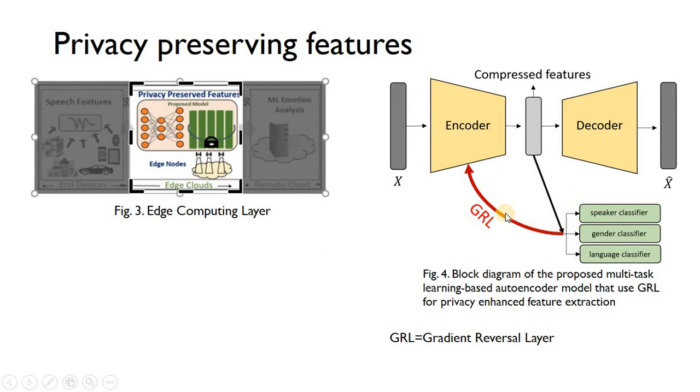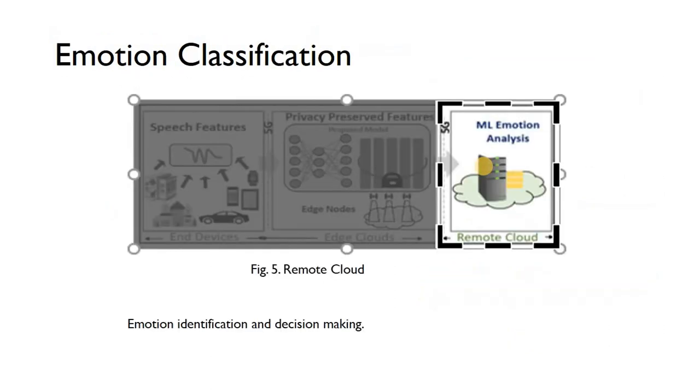And then we use the gradient reversal layer that multiplies and back propagates the negative of these weights to the encoder. In this way, the encoder tries to update the compressed feature by removing the information about the speaker, gender, and language identification. And this compressed feature we transmit to the remote cloud for emotion classification or decision making.